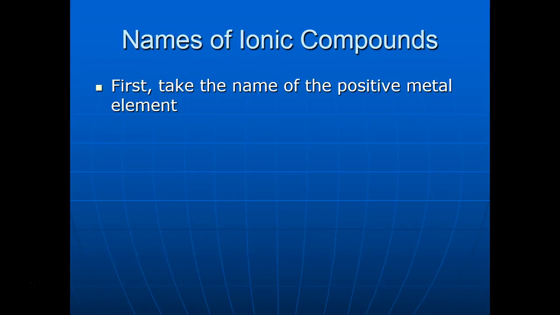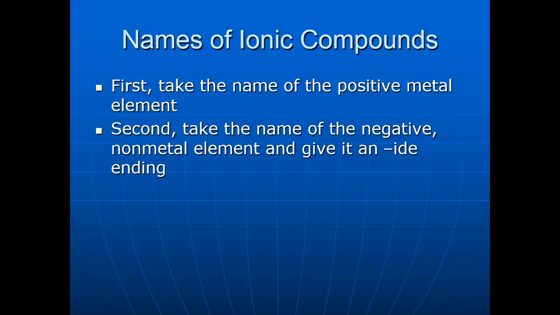So when we name ionic compounds, and we'll get into this a little bit more later, you first take the name of the positive metal element, so looking at the left side of the periodic table, and then you take the name of the negative non-metal element and you add "ide" to the end of that name. And then you combine those two things.